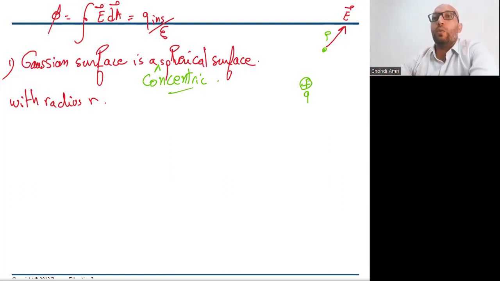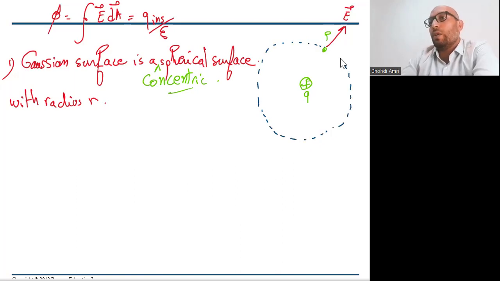Okay, so we will try to draw this Gaussian surface. So let's assume that the point P belongs to the Gaussian surface.